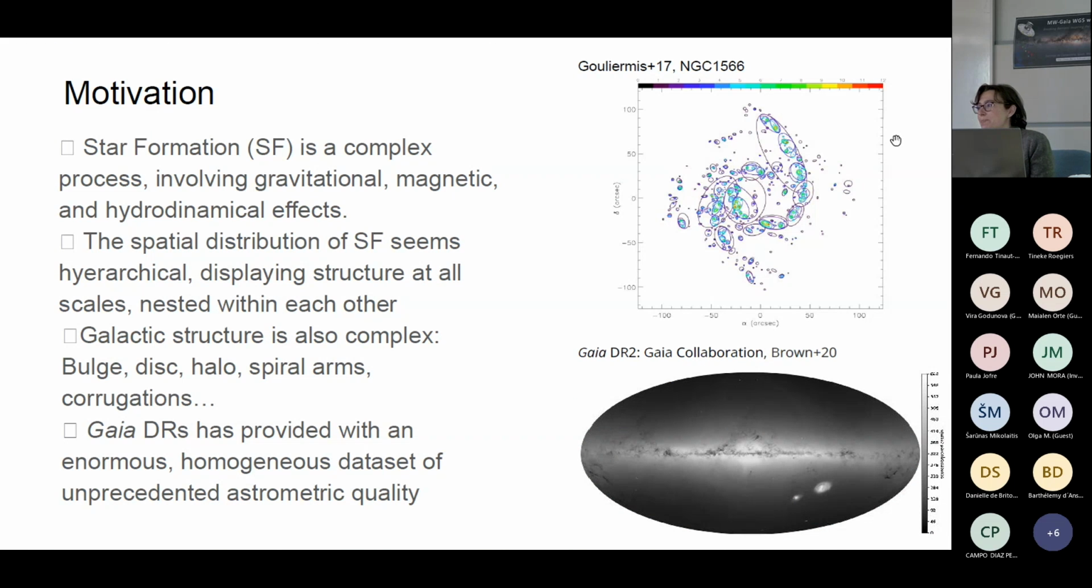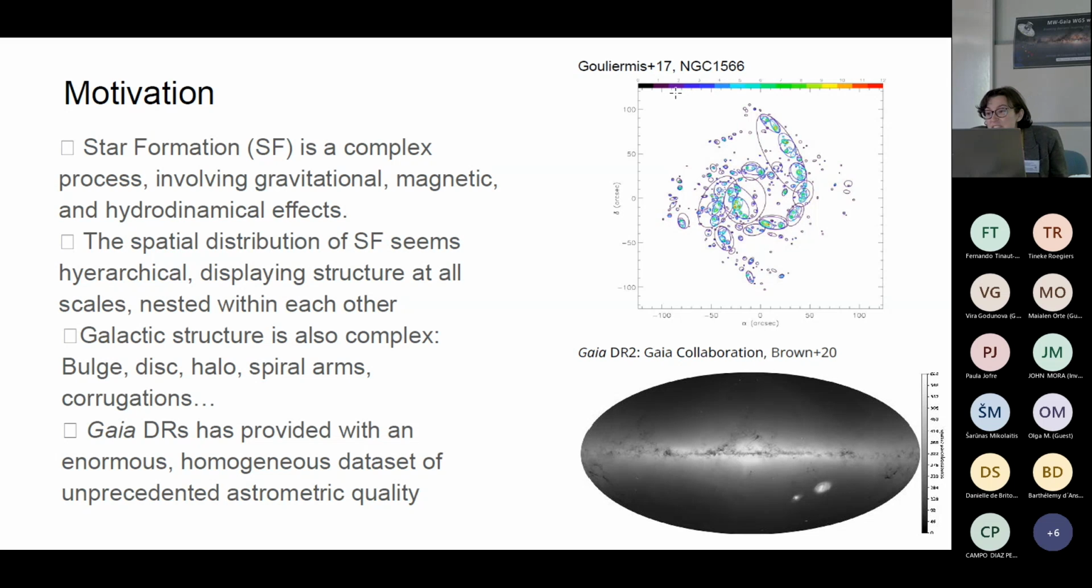So for context, a couple of things you already know. Star formation is a complex process, specifically clustered star formation, which starts from the collapse of a huge molecular cloud, and it involves a lot of physical processes. But we do know, or we have evidence, that it is hierarchically distributed spatially.